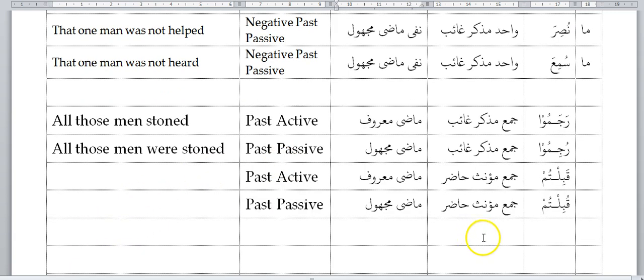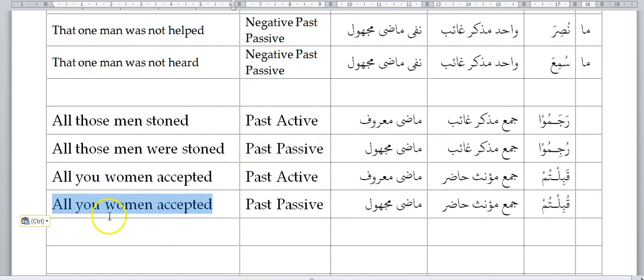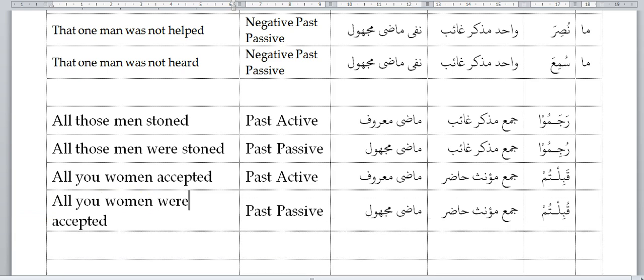In the next example, qabiltum means to accept. So this is plural, feminine, second person, hadir, qabiltum. And it's madi ma'ruf, qabila, qabila, from samia. And qubiltum, look, fu'iltum, it's the same pattern. So jama mu'annath hadir, this is madi ma'ruf, this is madi majhul. One is past active, the other one past passive. So this one means all you women accepted. And in the majhul, it's exactly the same.